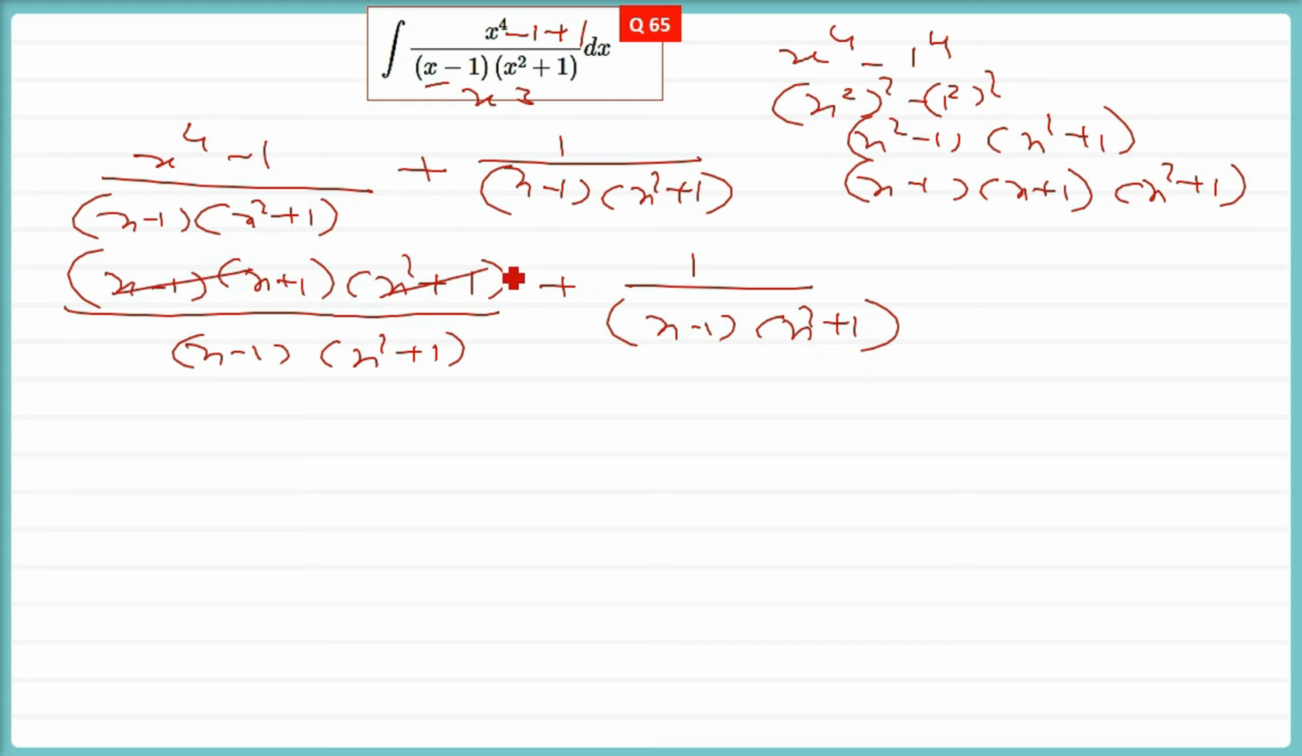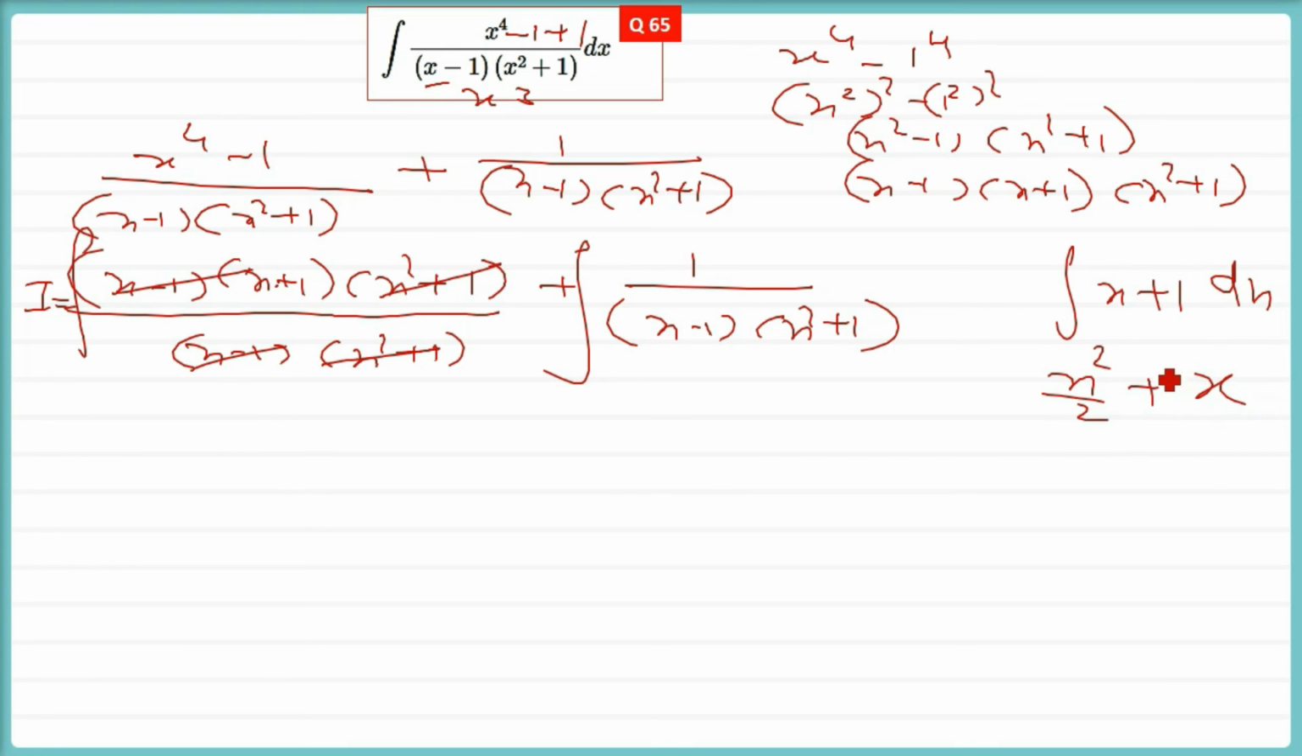Now these two terms will get cancelled, so only x plus 1 will remain. Let me tell you, when you divide by x minus 1 into x square plus 1, you can multiply, and you can divide x raised 4 by that, and the same thing will come. I'm just giving you a different way. x plus 1, when integrated, will be x square by 2 plus x. Let me write this first term integrated, and the second term you have already done.